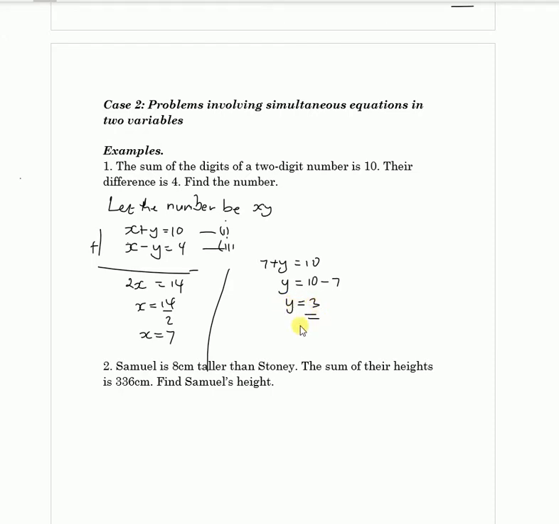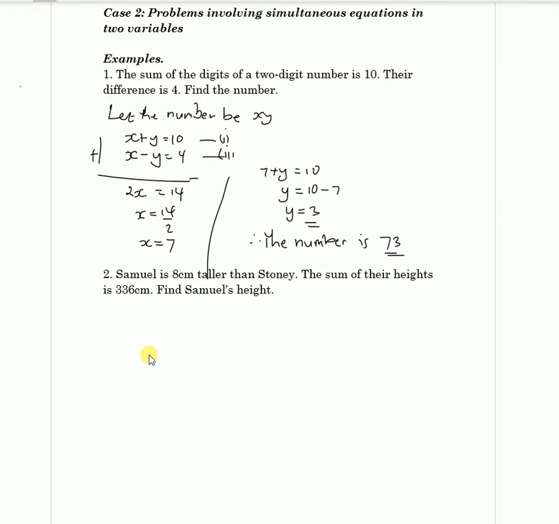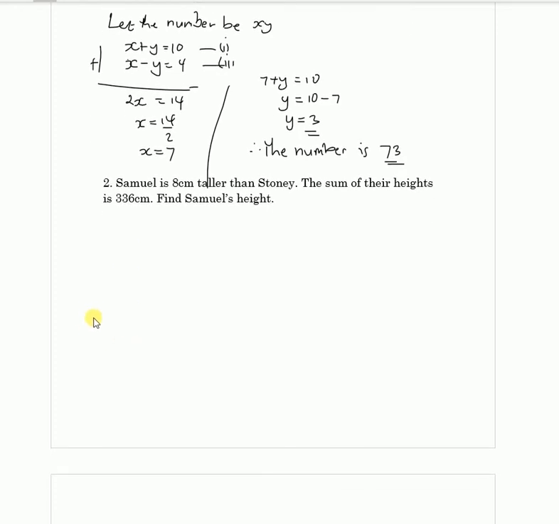So the number, they said find the number. The number is xy, which is 73. That's the number whose digits are 7 and 3. When you add the digits making up the number, you get 10. When you subtract, that is 7 minus 3, you get 4. It's a queer thing, but that's what they gave us. We have got to solve it.